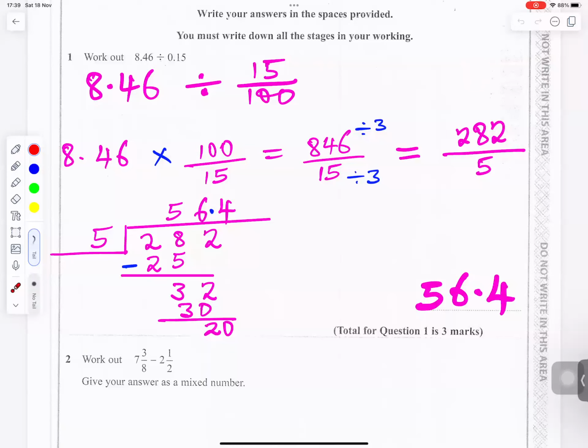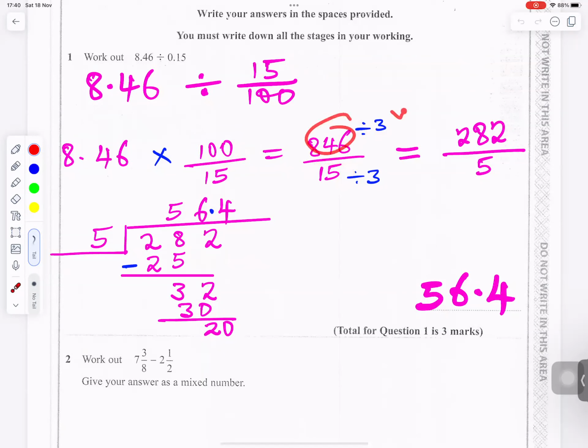8.46 divided by 0.15. So 8.46 times... you keep, change, and flip. Keep, change, and flip. Keep 8.46, change the divide to times, and flip the fraction to 100 over 15. So 8.46 times 100 gives you 846. So that's 846 divided by 15.